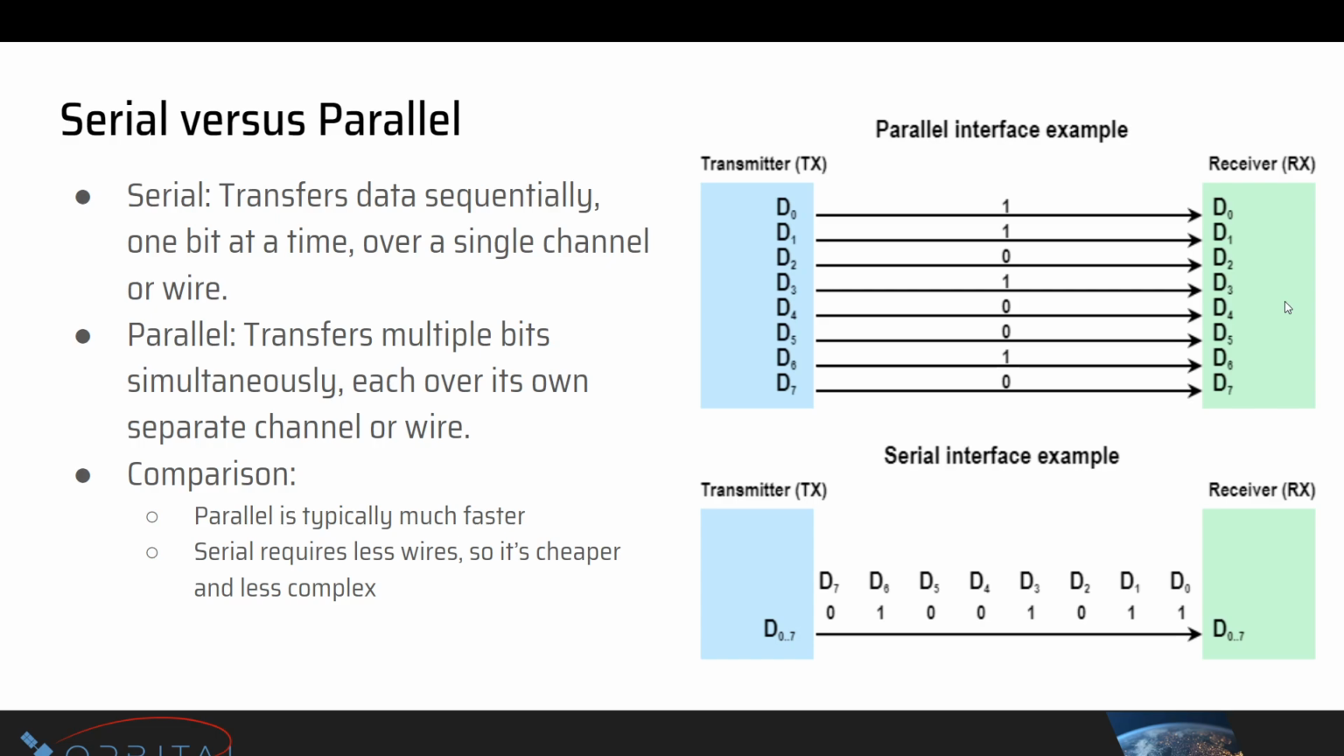So usually, because parallel takes a lot of wires, serial is easier to implement, and it's cheaper and less complex. But parallel is obviously a lot faster since you can send multiple bits at one time. And this is why usually a lot of processors, in their internal memory, will use a lot of parallel interfaces. But if you have some kind of external peripheral, you'll usually use some kind of serial protocol.